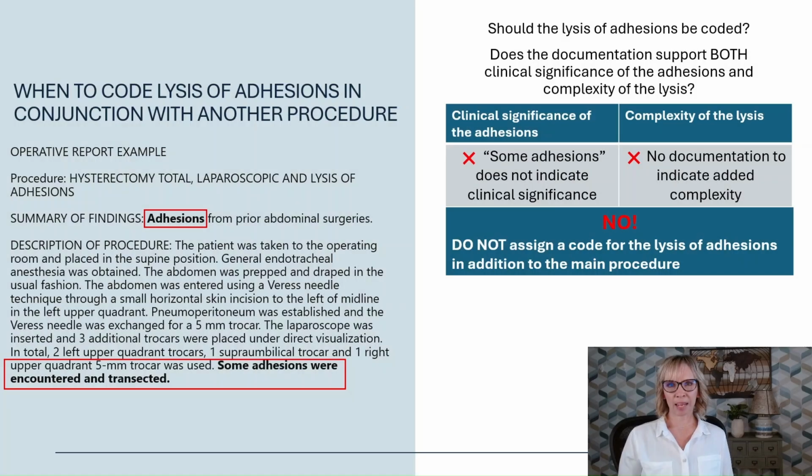In this next example, the operative report lists the procedures performed as a laparoscopic total hysterectomy and lysis of adhesions. The summary of findings indicates that there were adhesions from prior abdominal surgeries. The description of the procedure indicates that the laparoscope and trocars were placed, and some adhesions were encountered and transected.